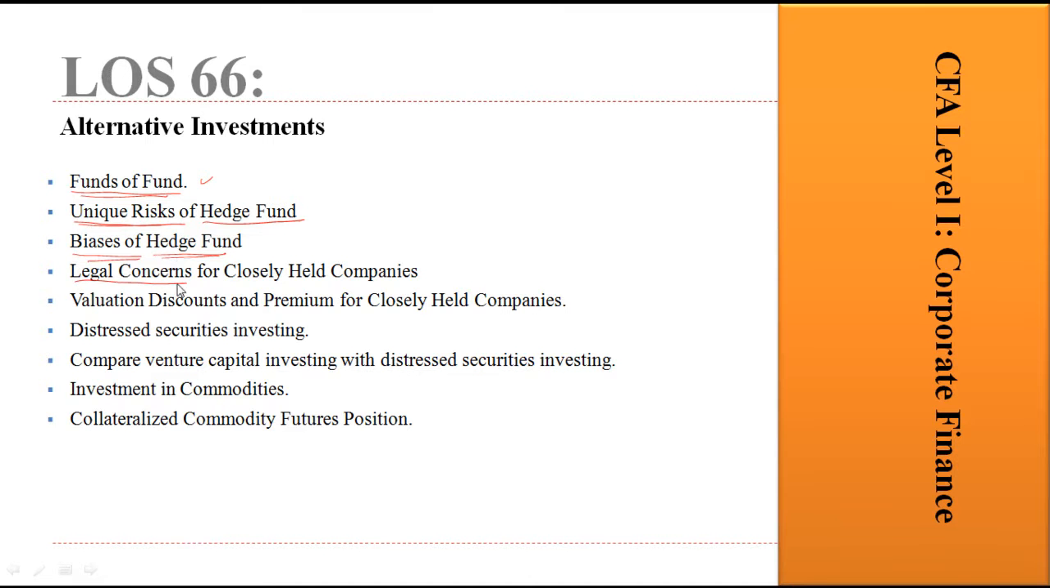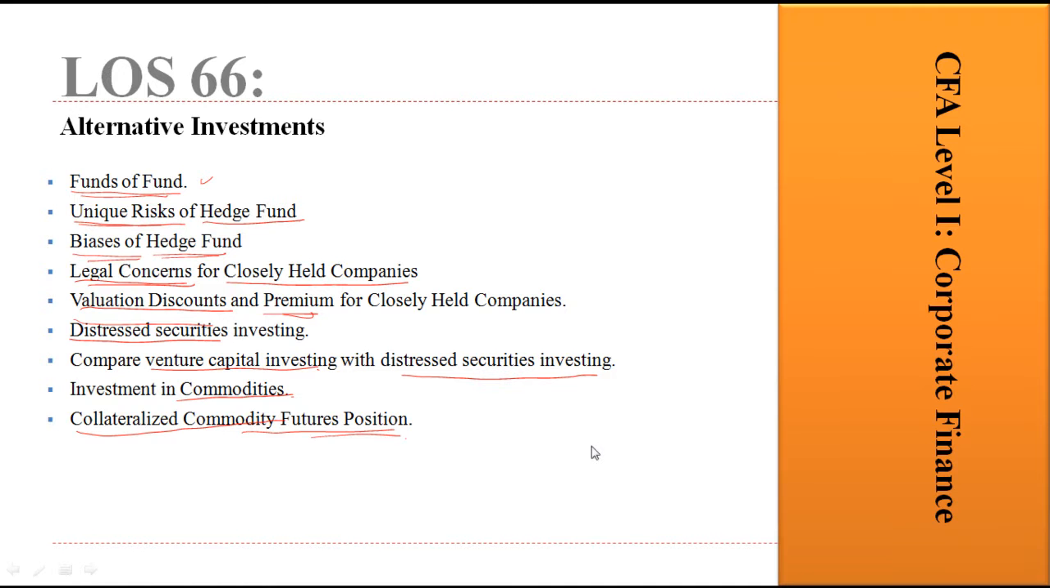Then we'll explore the legal concerns associated with the closely held company. And for these companies, we'll look at the valuation discounts and premiums. Another class of investment is distressed securities. We'll understand how they are different from others. Then we'll compare venture capital investing with distressed securities investing based on their characteristics. Finally, we look at the investment in commodities and collateralized commodity futures position. So these are all the venues for alternative investments.